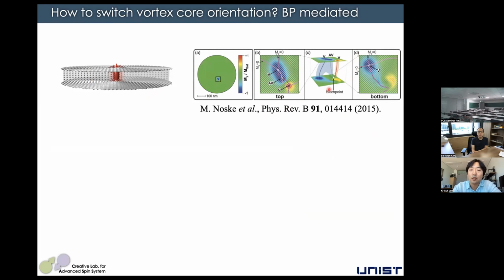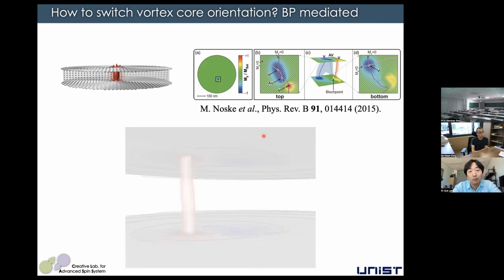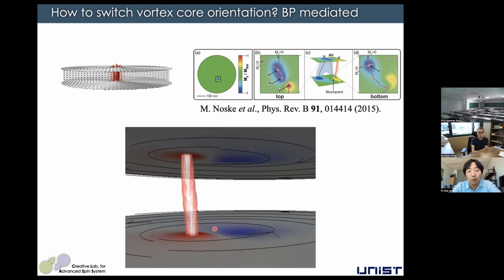So in this case also, the annihilation process is related to the change of the topological charge. They found the injection of the Bloch point from one surface, the propagation of the Bloch point, and finally the change of the topological charge. Here is our simulation result.